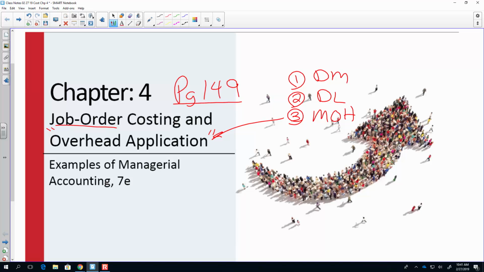The chapter company profile is Washburn Guitars. Anybody play guitar here? No? They are basically a made-to-order guitar manufacturer. So an artist comes in, they want this style. It's a unique type of product that they make for them.